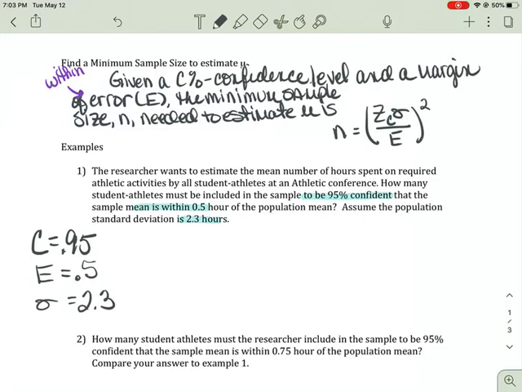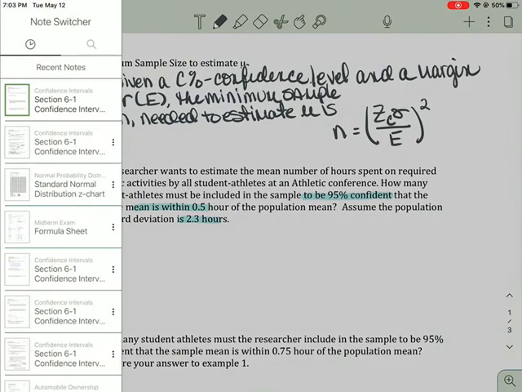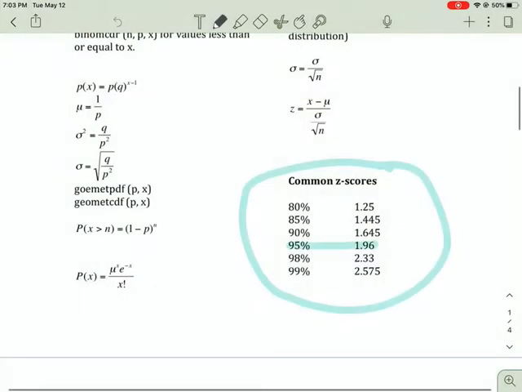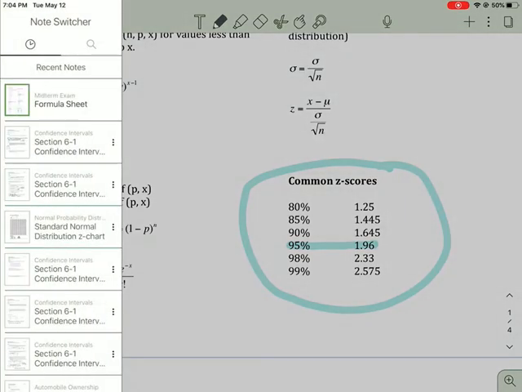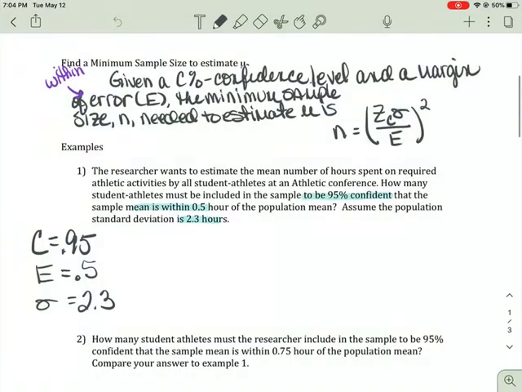Okay, so we have all the necessary information, but please, a lot of things that I see with this, guys, is that people just put 0.95 in for Z sub C. That is not right. You're using the Z score that corresponds with that confidence. So you've got to go get it. You have to go to either the formula sheet that I gave you, or it's on the bottom of the Z score chart. So our Z here for 95% is 1.96.